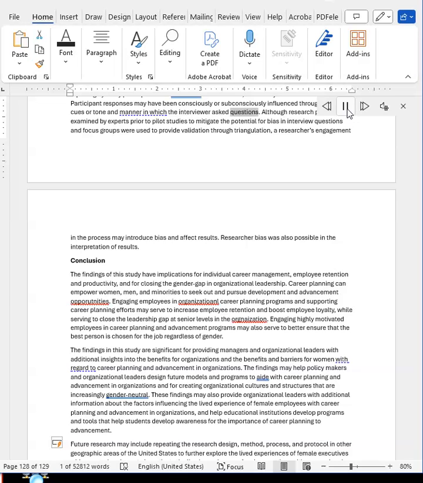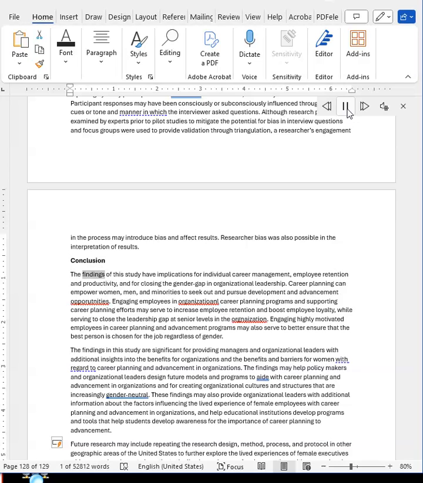Although research protocol was examined by experts prior to pilot studies to mitigate the potential for bias in interview questions, and focus groups were used to provide validation through triangulation, a researcher's engagement in the process may introduce bias and affect results. Researcher bias was also possible in the interpretation of results.